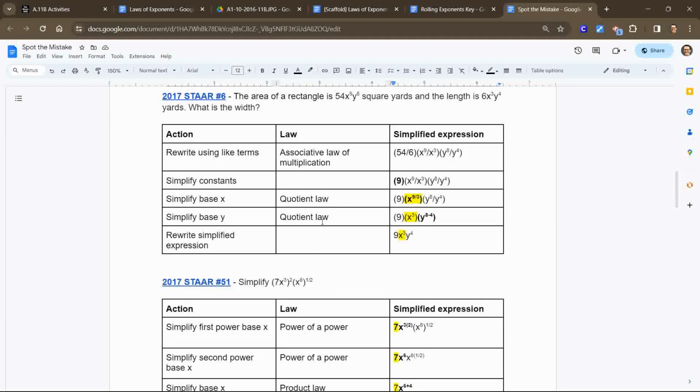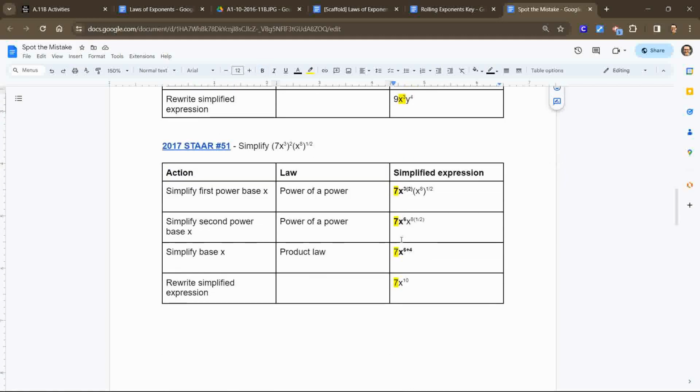And I did that for each of these problems here, right? So what I did here was I used the quotient law, but I misapplied it. So instead of x to the 9 minus 3, I just divided 9 by 3 to get x to the third. And so there's a simple problem here.